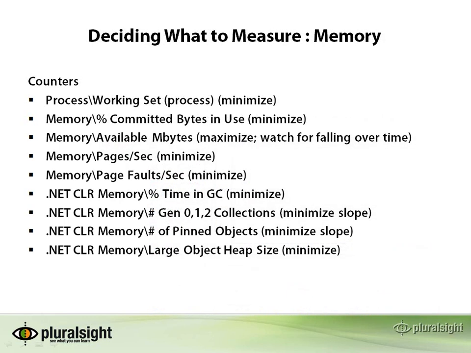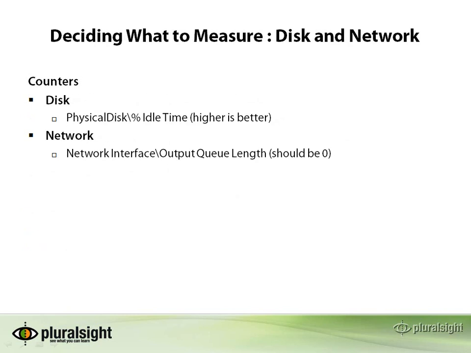The next important category is memory. There are a number of different memory counters, and you can see some of them here. These are the most important ones to track if you're trying to see if memory is causing a constraint or a bottleneck for your application under load. You may also wish to measure the disk and network usage of your application. For these, the physical disk percent idle time and the network interface output queue length are both useful counters to have a look at.